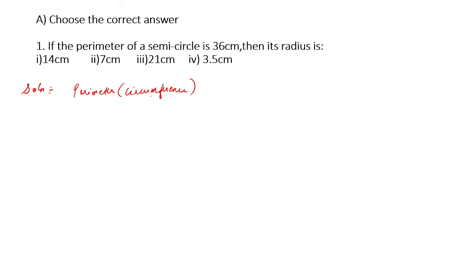Right, all right, the perimeter of the semicircle is given as 36 centimeter. Now what is the formula for the perimeter of a semicircle? It is radius plus pi plus 2 is equivalent to 36 centimeter.